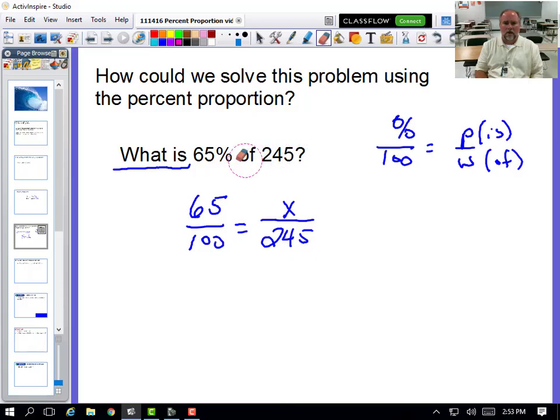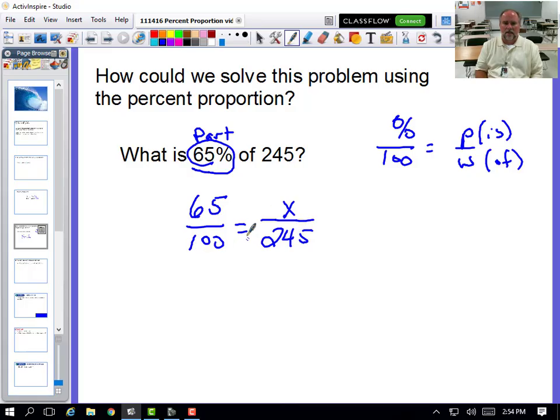Now that's one way we can do this. The other way that we can figure out which number goes on top and on bottom is what I like to do: take this percent and substitute the word part in for it and then reread the question. And it says, what is part of 245? So if I'm asking the question, what is part of 245? 245 must be on the bottom. It must be the whole thing.